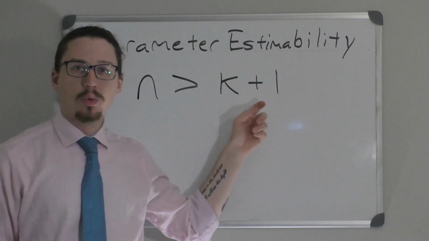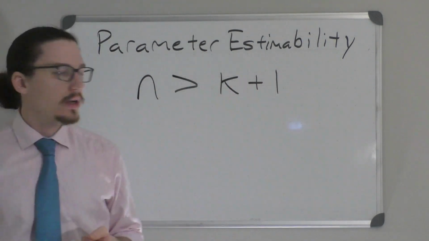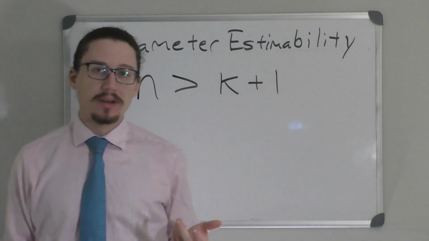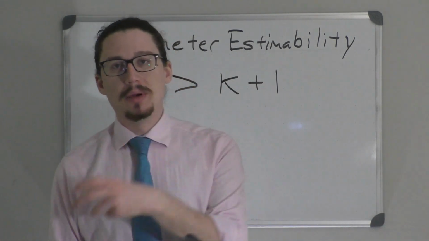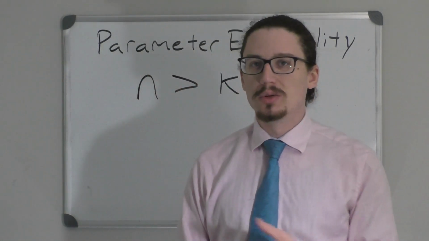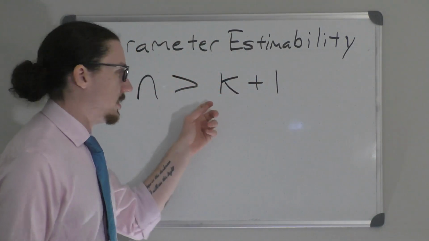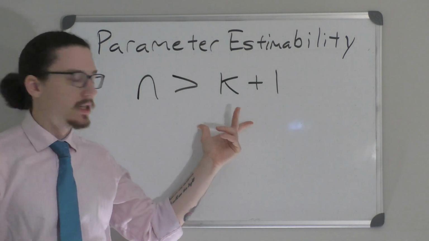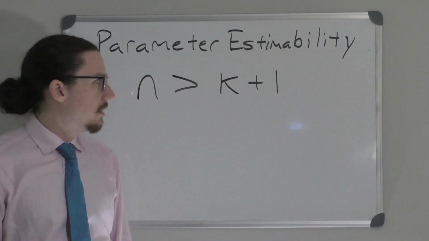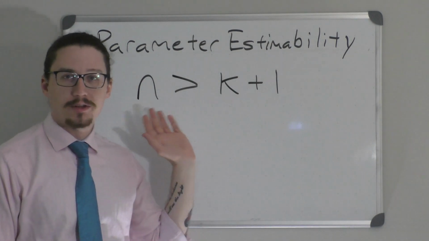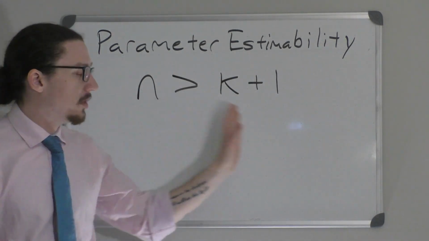In order for us to actually be able to estimate our parameters, to actually get numbers, our sample size has to be at least one larger than our independent variables, right? If we have more independent variables than we do observations, we're not going to be able to actually estimate those parameters, right? So this has to be the case.